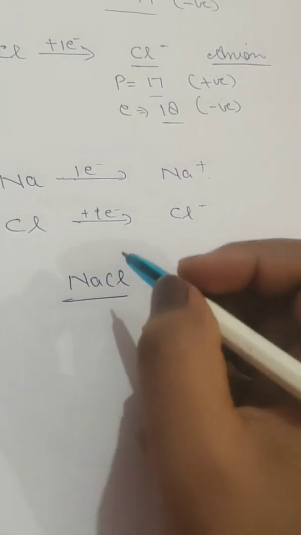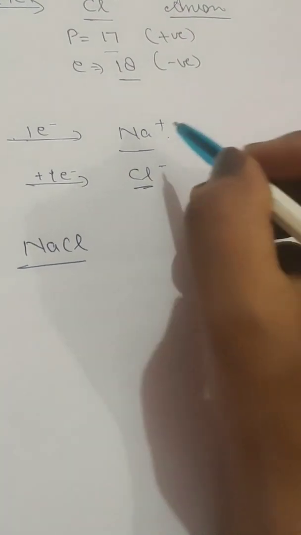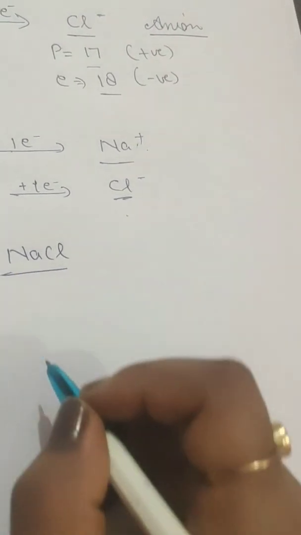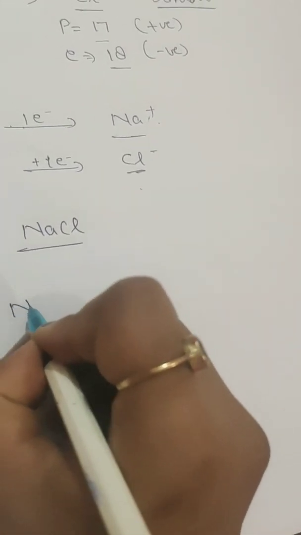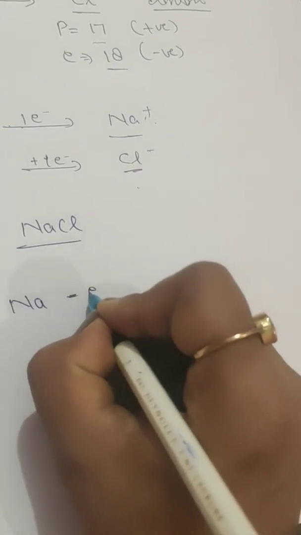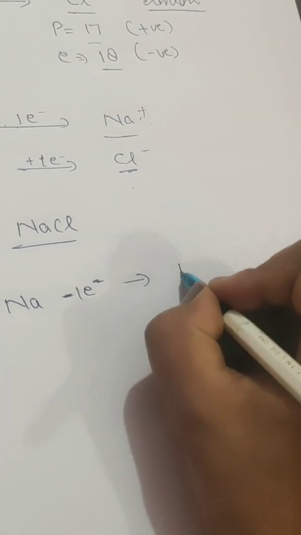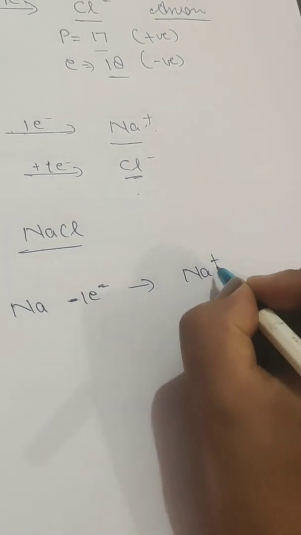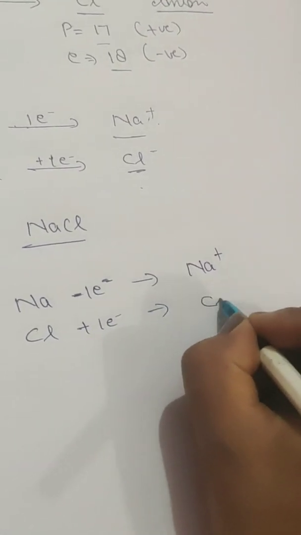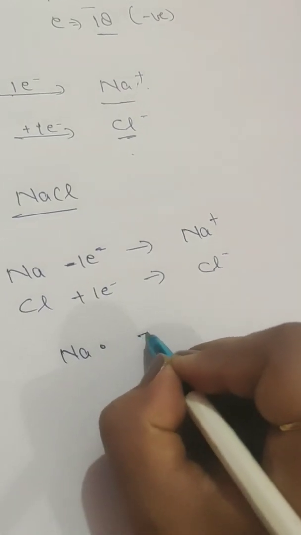So NaCl is formed by the combination of two different atoms. Okay, so how do they combine? They combine like this. This Na will give its electron, 1 electron, and it will form sodium ion. Chlorine will accept the electron and form chloride ion. So this is the transfer of electron here.